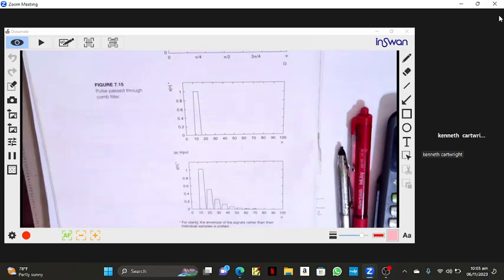Can somebody tell me what they see in the bottom graph? What happens to this pulse on the input? It starts at 1 and then goes to 0. Like it goes down, eventually gets to 0.